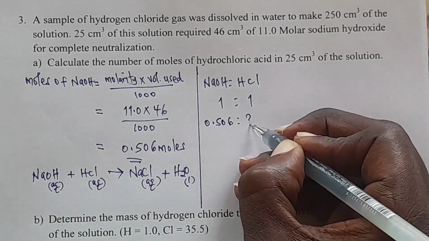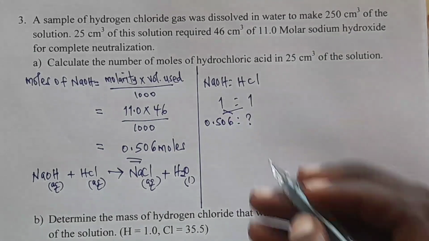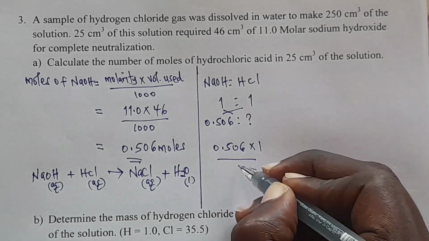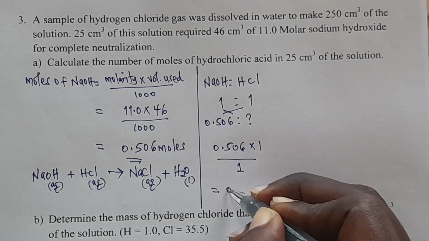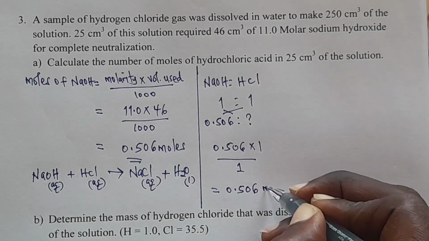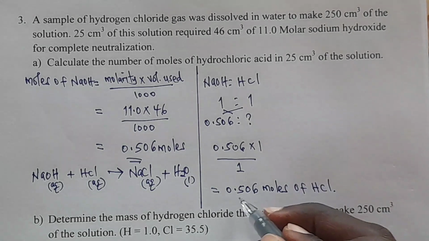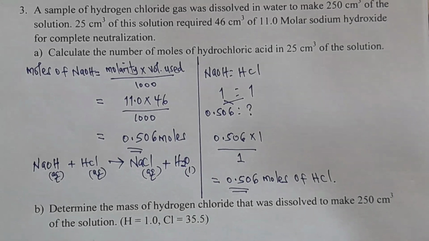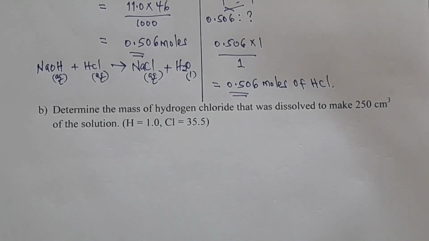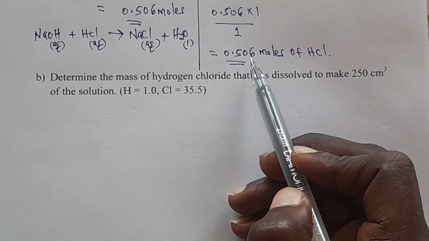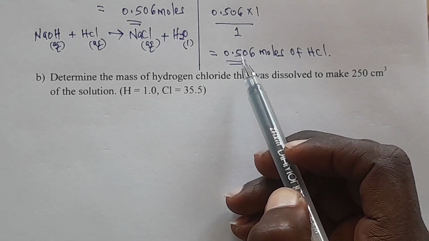Then we know the number of moles of sodium hydroxide to be 0.506. So what about the number of moles of hydrochloric acid? We are going to cross multiply. We are going to say 0.506 multiplied by 1, then divided by 1. So here we are going to get 0.506 moles of hydrochloric acid. That will be the first answer in part A. Then part B, we are told to determine the mass of hydrogen chloride that was dissolved to make 250 centimeter cube of the solution. So this is the number of moles of hydrochloric acid in the 25 centimeter cube of solution.